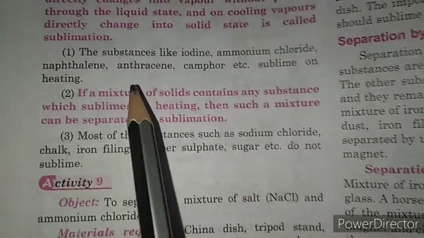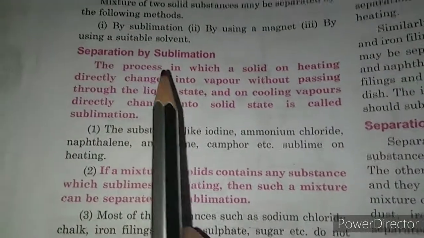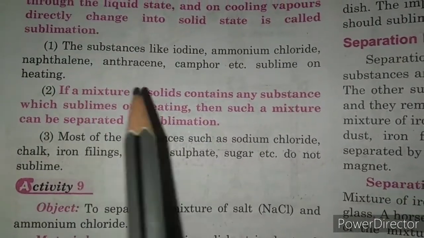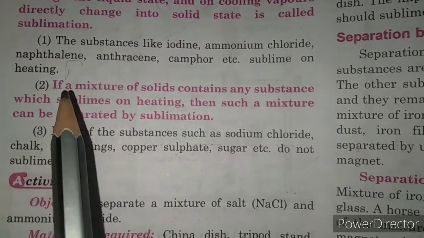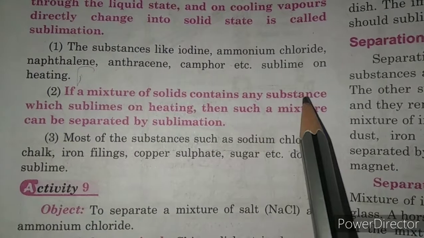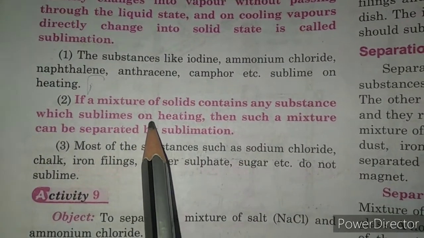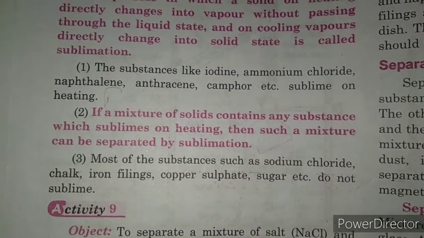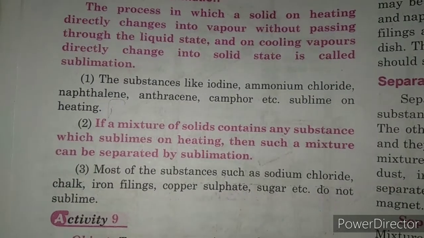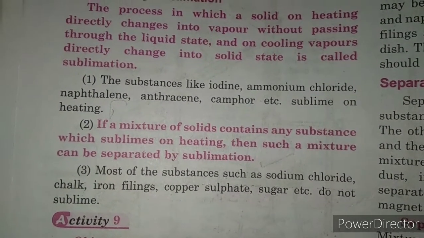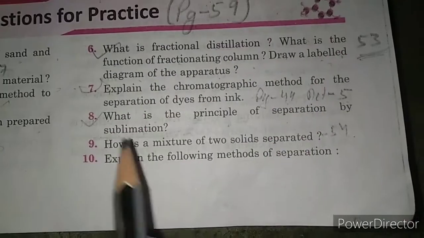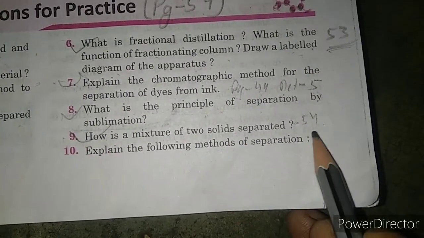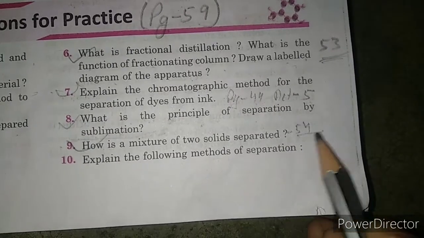And here at page number 54, where the separation by sublimation has been given, the second point can be written as the principle: if a mixture of solids contains any substance which is sublime on heating, then such mixtures can be separated by sublimation, right? This can also be written as the principle of sublimation, right? Now here, next question is, how is a mixture of two solids separated? Its answer has been given in detail at page number 54.